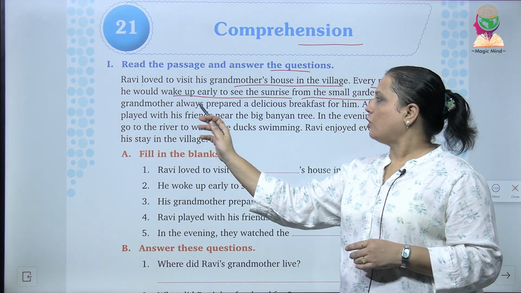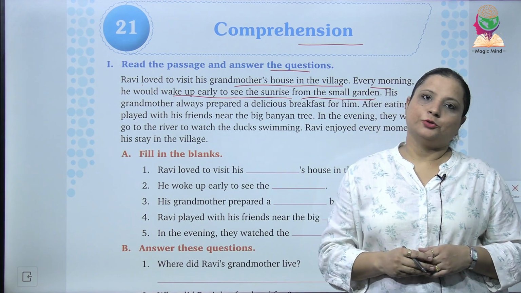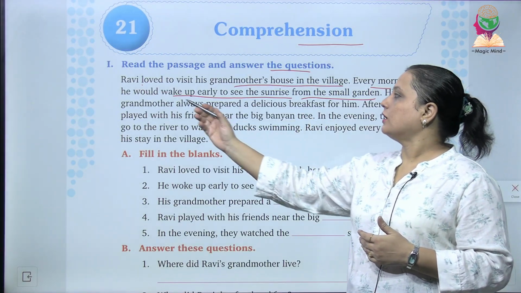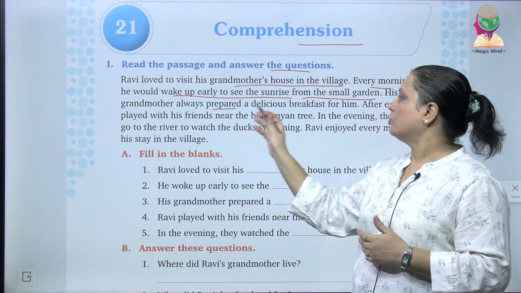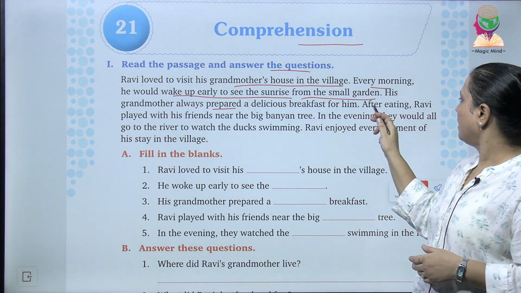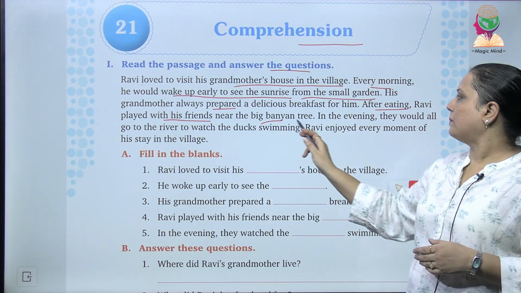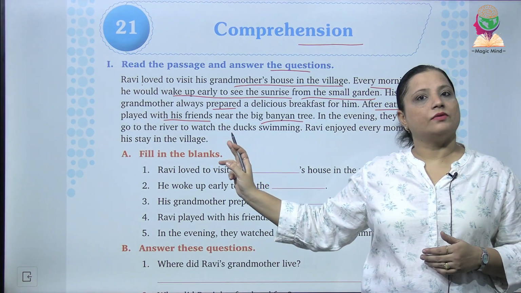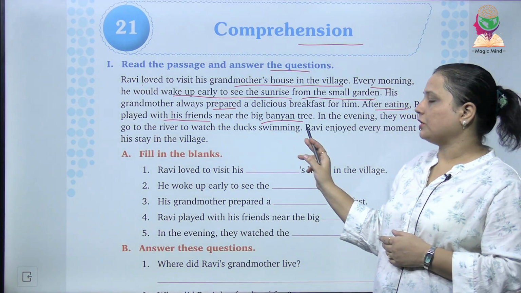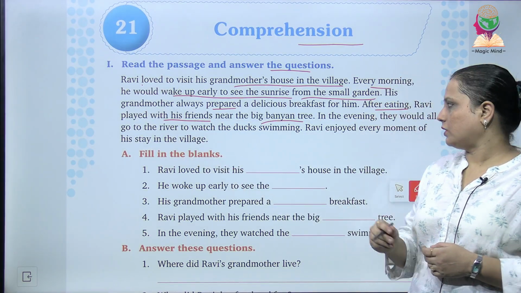His grandmother always prepared a delicious breakfast for him. So what did the grandmother do? As everybody's grandmother loved their children, similarly his grandmother also used to prepare delicious breakfast for him. After eating, Ravi played with his friends near the big banyan tree. So after having his breakfast, Ravi used to go to the banyan tree, the big banyan tree. For what? He used to play with his friends over there.